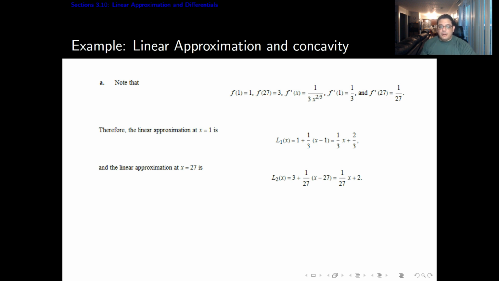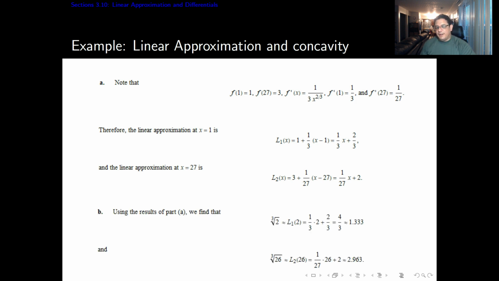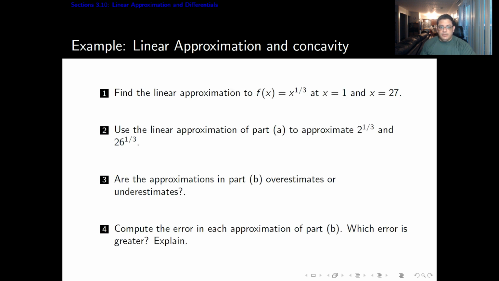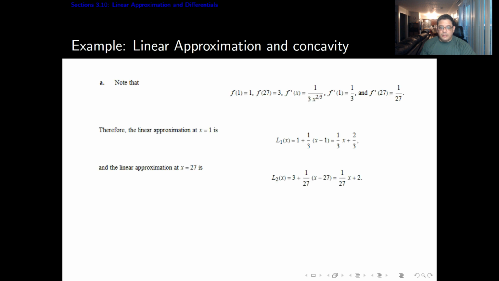So now that I have the linear approximation both close to 1 and close to 27, I can find out all the results that we want. Notice that this is x to the 1/3, so this is like a cube root, right? And I can do the cube root of 2, which is going to be the linear approximation at 2. I just plug 2 in here. If I plug 2 in here, this is essentially 1 plus 1/3, that is, 1 plus 1 over 3.